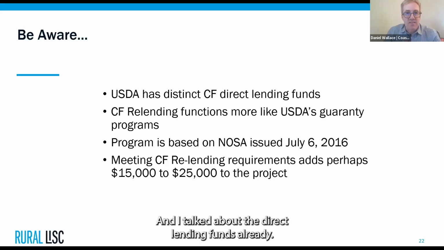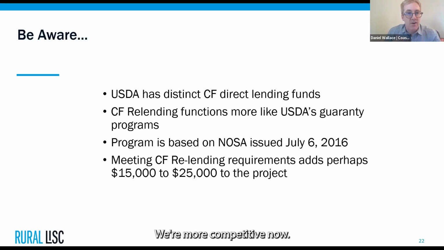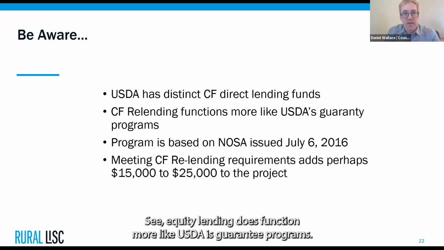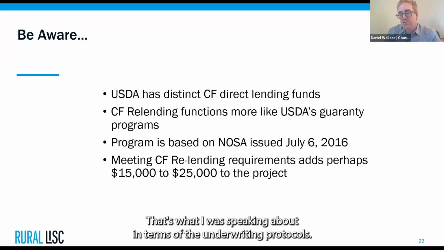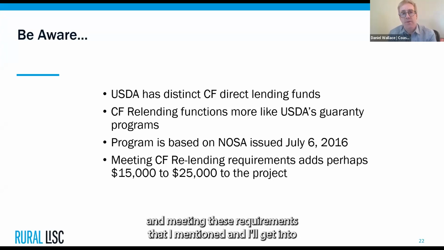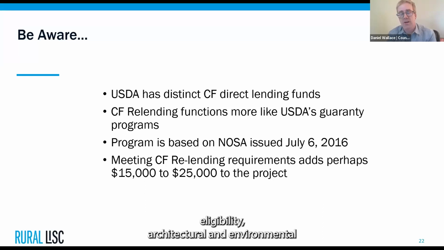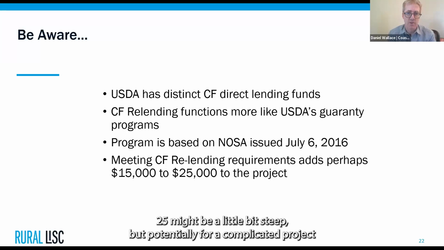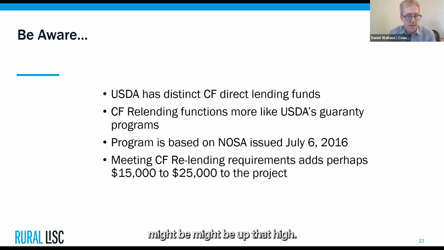All right, I talked about the direct lending funds already. We're more competitive now. CF Relending does function more like USDA's guarantee programs. That's what I was speaking about in terms of the underwriting protocols. The program is based on this NOSA that's quite old now from 2016. And meeting these requirements that I mentioned, and I'll get into eligibility, architectural, and environmental, can add a little bit of cost to the project. 25 might be a little bit steep, but potentially for a complicated project it might be up that high.